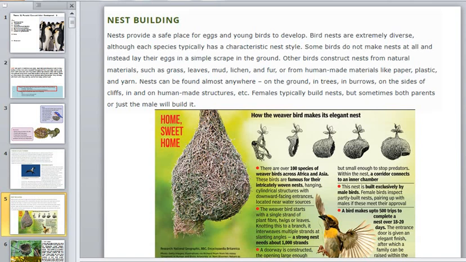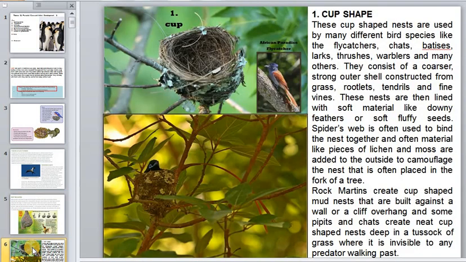And females typically build nests, but sometimes both parents or just the male build the nest. And here we see these different kinds of nest, and the first one is a cup-shaped nest. These cup-shaped nests are used by different bird species, and here we see a lot of them.